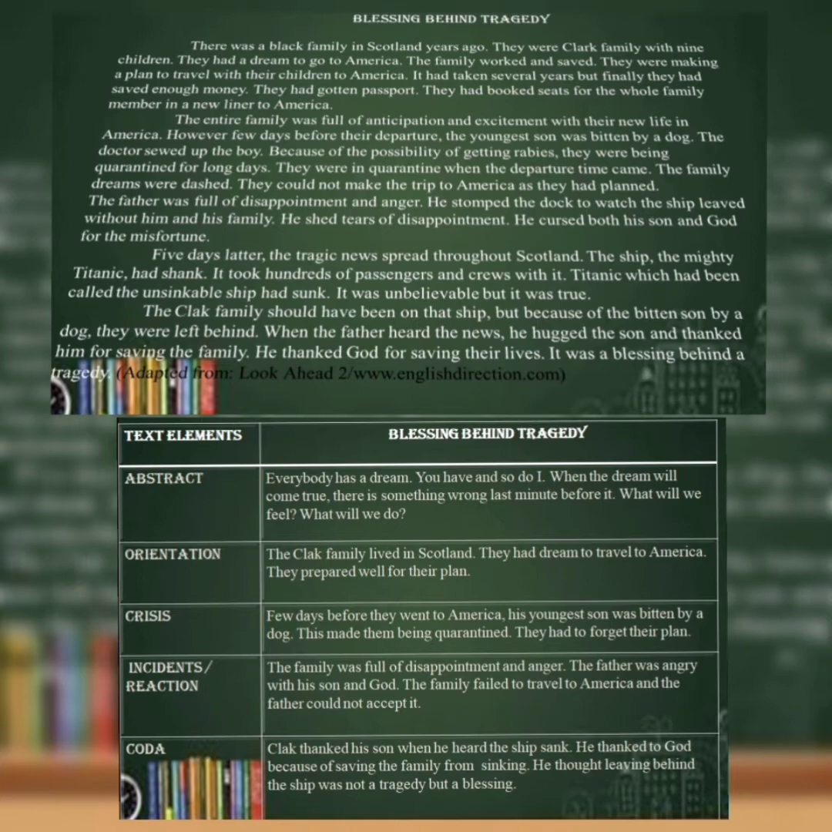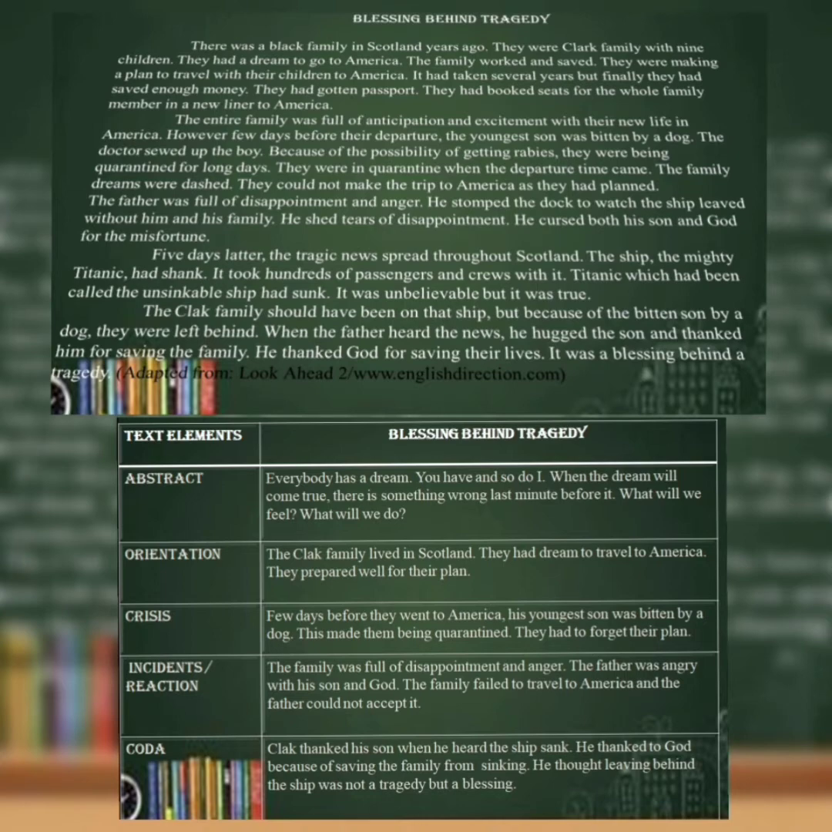And the first is abstract. Abstract means introducing the topic which is related to the title and usually in the form of a rhetorical question. So in this text we can get the abstract: everybody has a dream. You have and so do I. When the dream will come true, there is something wrong the last minute before. What will we feel and what will we do?